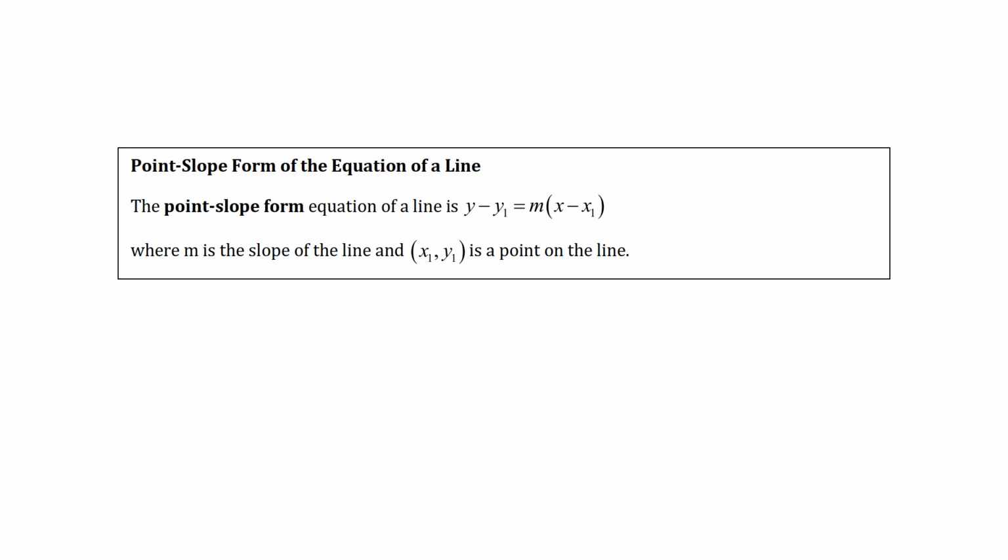First, we're going to go over the point-slope form of the equation of a line. Here it states the point-slope form equation of a line is y minus y1 equals m times the parentheses x minus x1 close parentheses, where m is the slope of the line and parentheses x1 comma y1 close parentheses is a point on the line. In the next example, I'll show you how we apply the point-slope form equation.